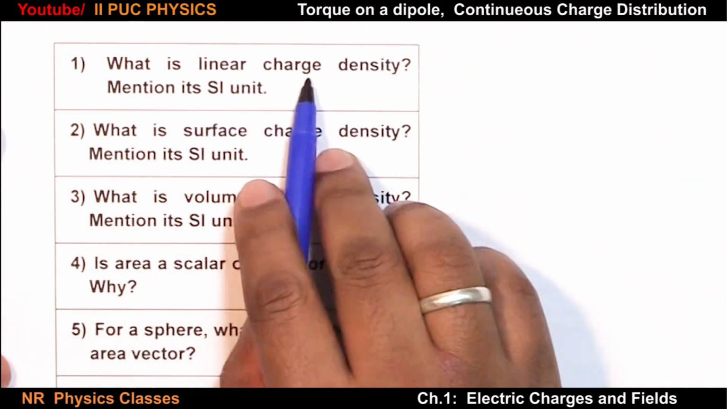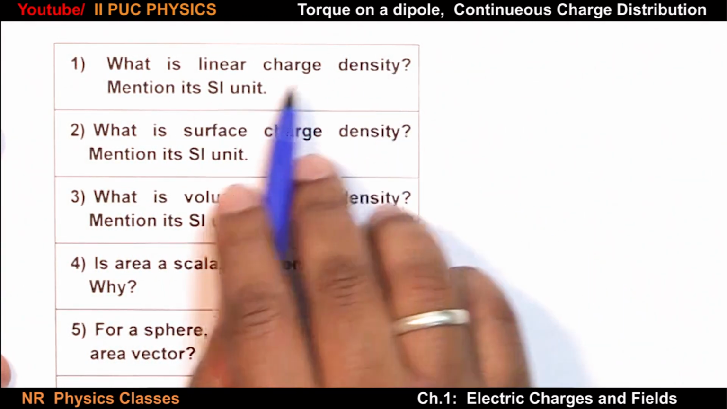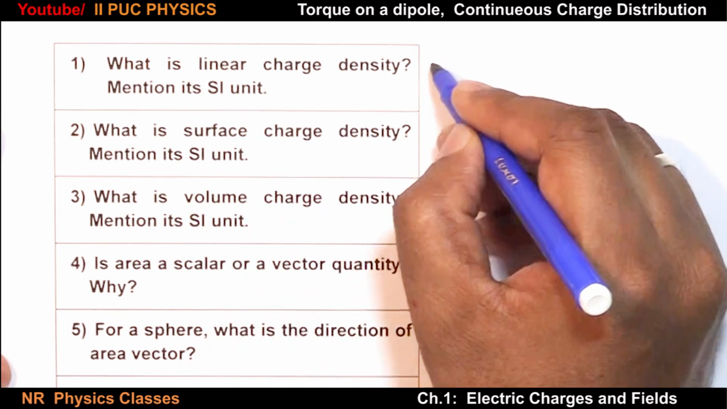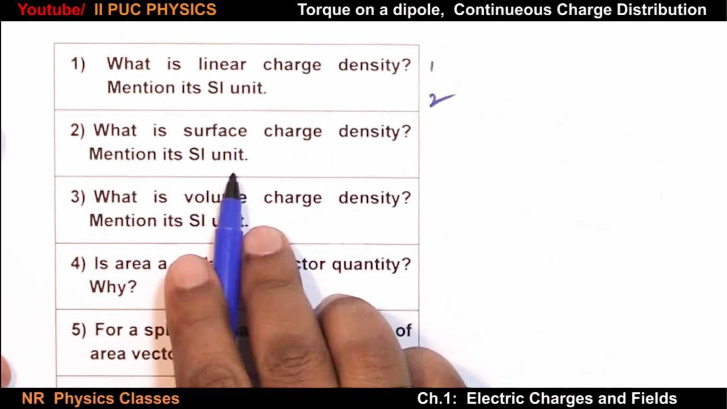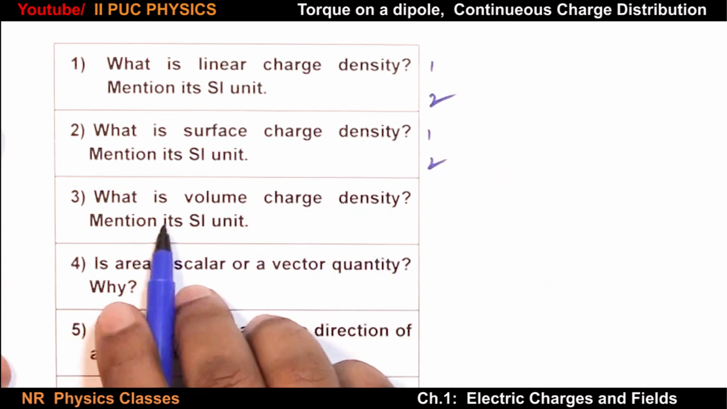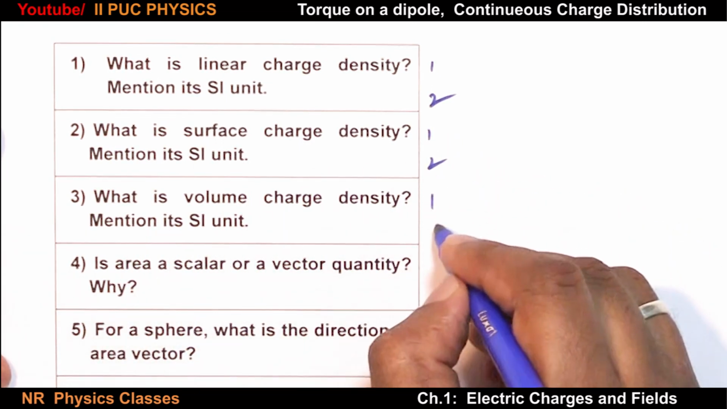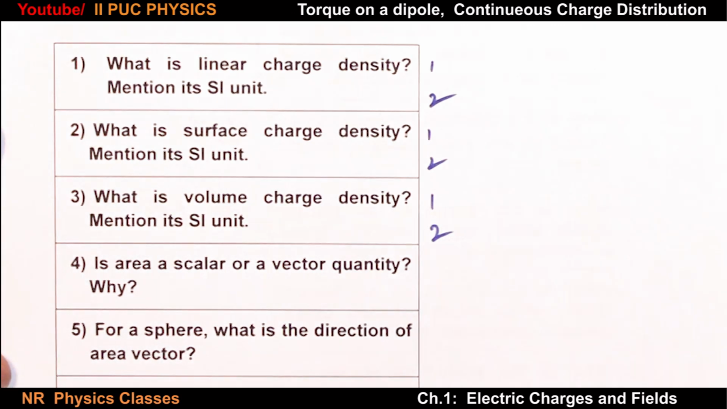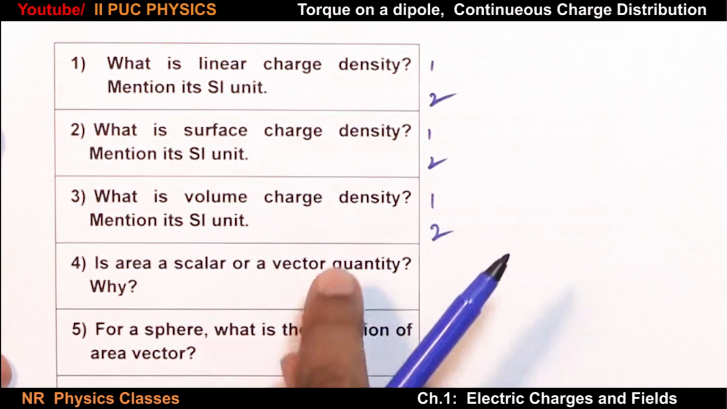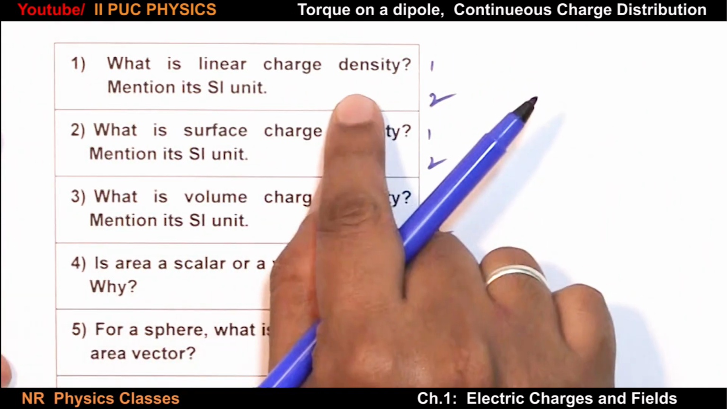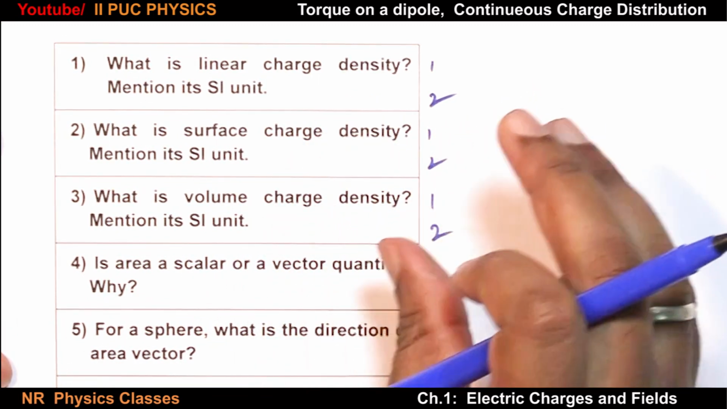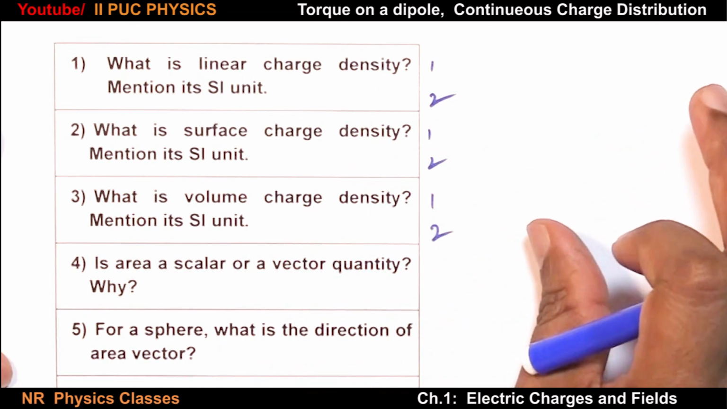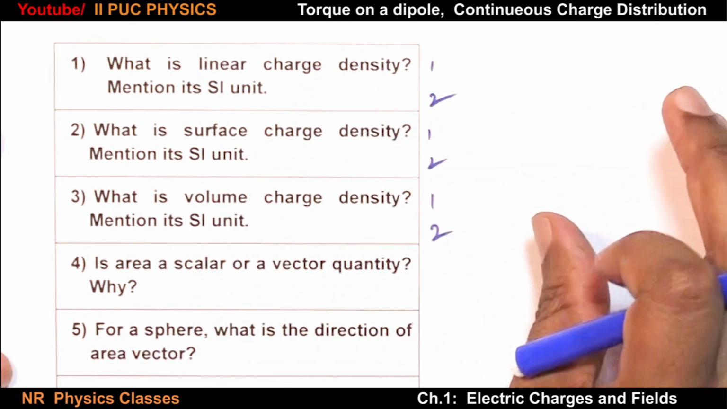What is linear charge density? Just the statement and SI unit. This can be asked for 1 mark or 2 marks. Surface charge density, SI unit, 1 or 2. Volume charge density, SI unit, 1 or 2. If you have an idea about the questions, then you can limit your thinking, isn't it? It doesn't look weird, or very clumsy, or like a very tough topic.